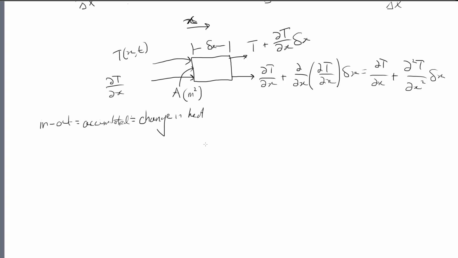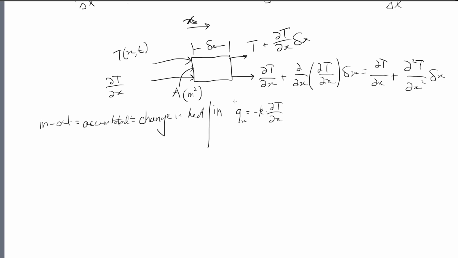So let's start considering what these terms might be equal to. Our heat flux in, if you remember Fourier's law, will be equal to Qx, which is equal to minus k, the conductivity, multiplied by our temperature gradient.